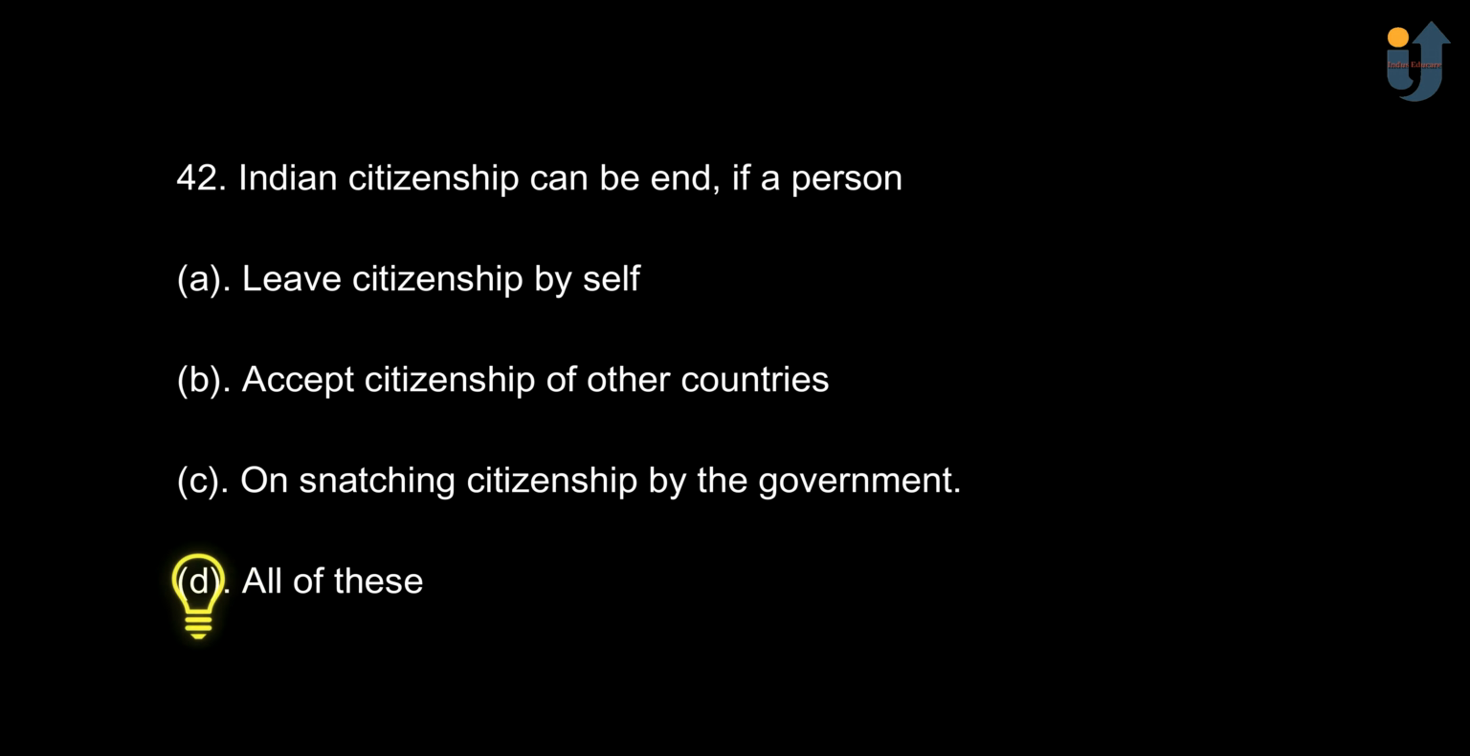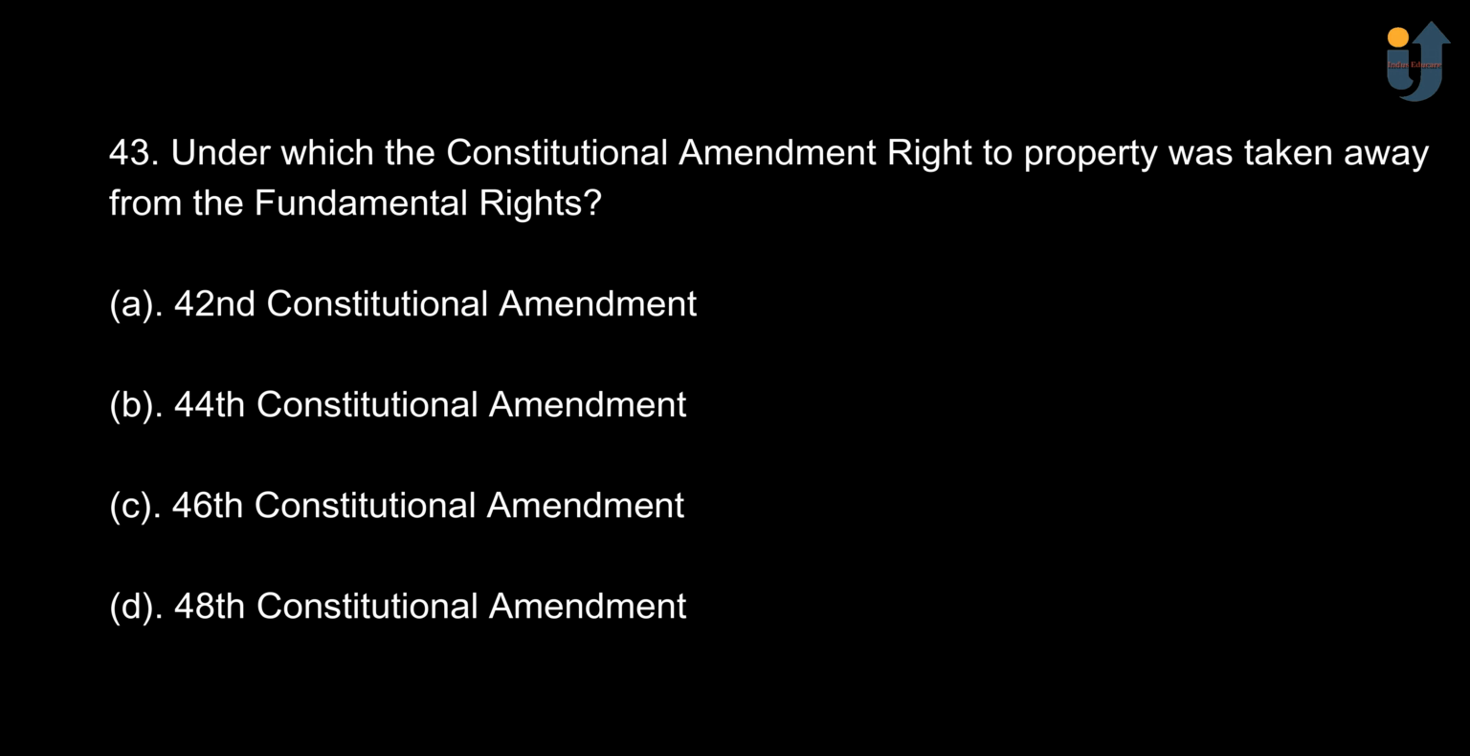Next, under which constitutional amendment was the right to property taken away from the fundamental rights? Option A, 42nd Constitutional Amendment. Option B, 44th Constitutional Amendment. Option C, 46th Constitutional Amendment. And option D, 48th Constitutional Amendment. The correct option is option B, 44th Constitutional Amendment.